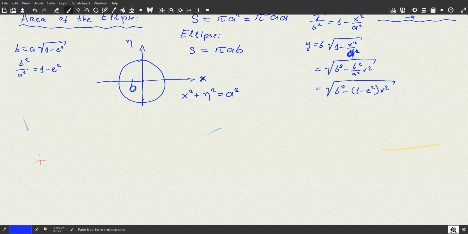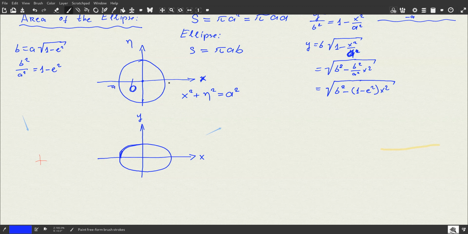And now we consider our coordinate system such that it is actually a compression of the coordinate system we have seen so far along the vertical axis. So basically now instead of x, eta, we have x, y, but we want to have an ellipse of semi-major axis being a, but semi-minor axis being b instead of a as well.